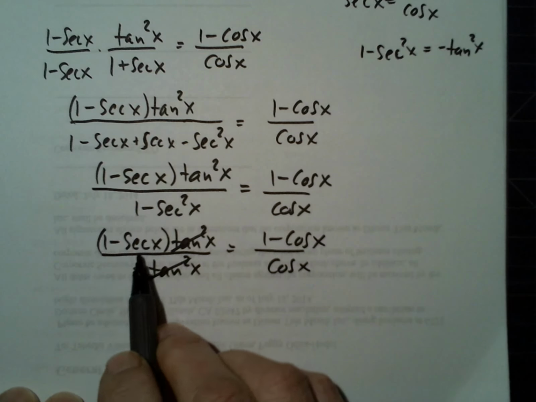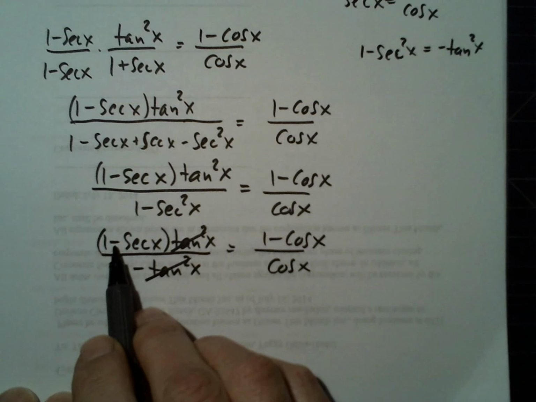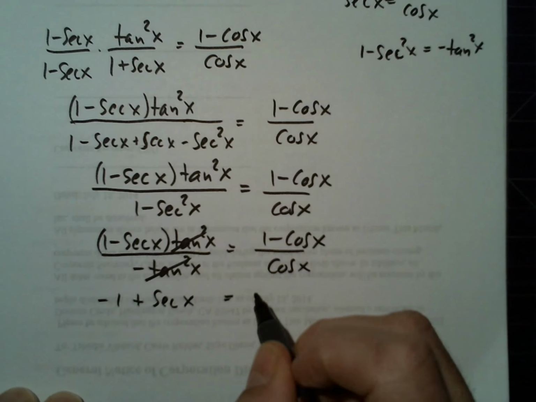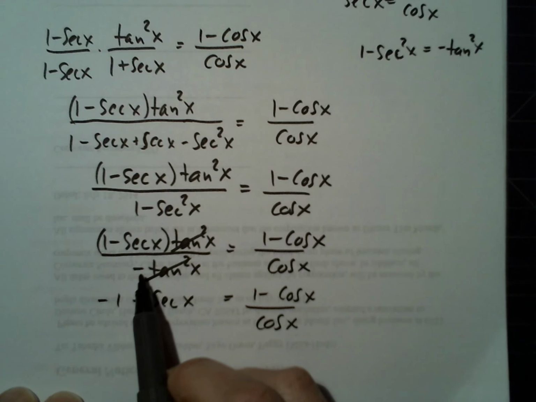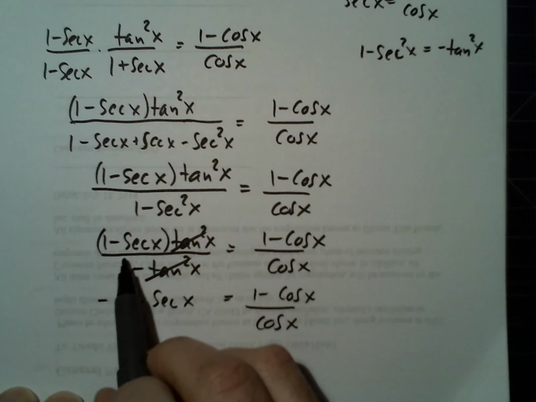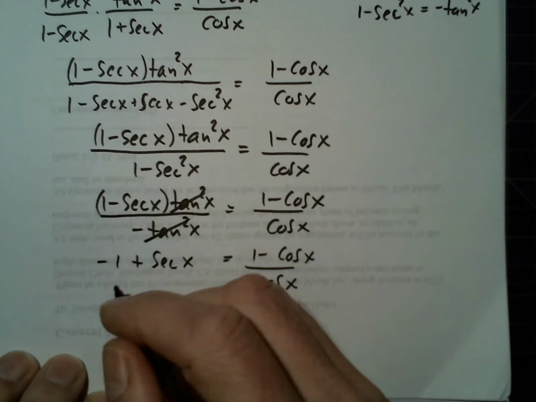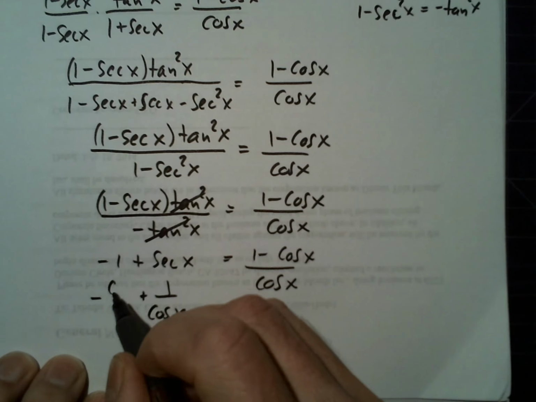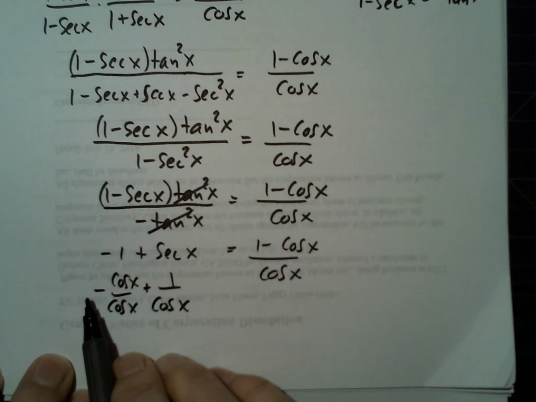We have 1 minus secant. It'll be distribute the negative. It'll be a negative 1 plus secant, so we had a negative here. It'll make that negative and then make that positive. Now we need to go to cosine, so this is going to be 1 over cosine, and this is going to be cosine over cosine. That equals 1. So we have 1 minus cosine.